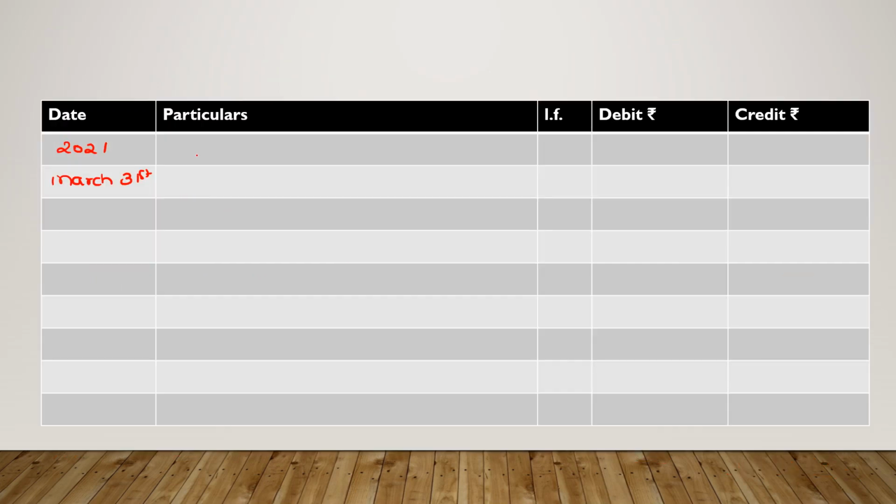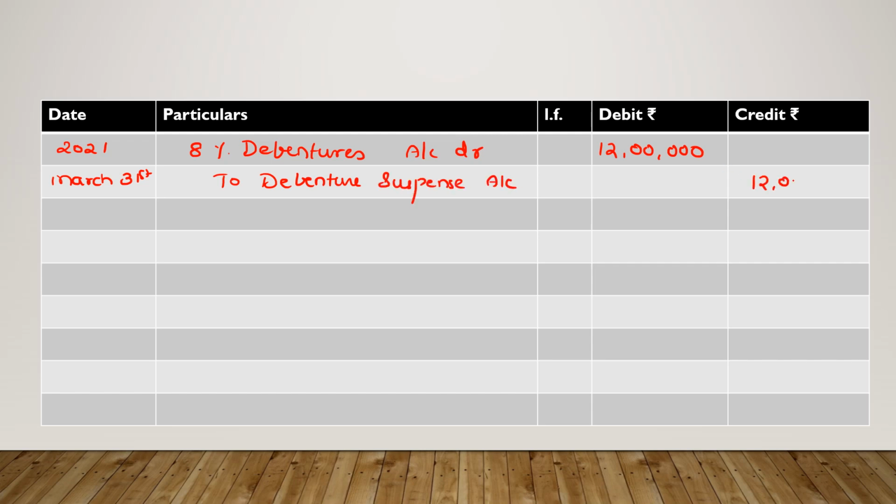So it is going to be 8% debentures account debit 12 lakh to debenture suspense account 12 lakh. This is for 8% debentures issued as collateral security reversed.